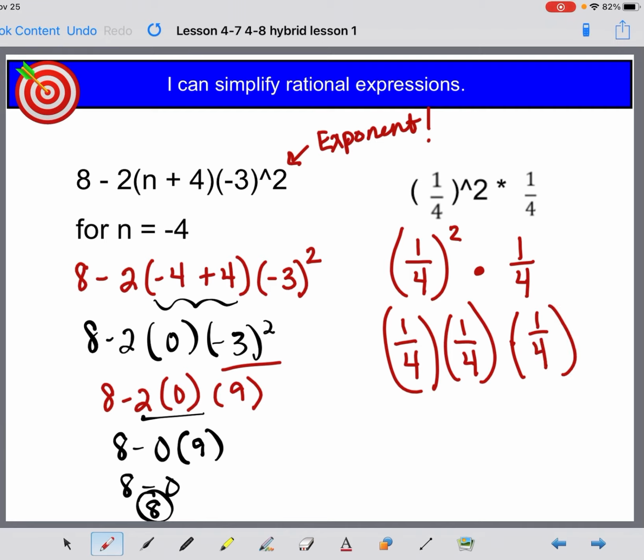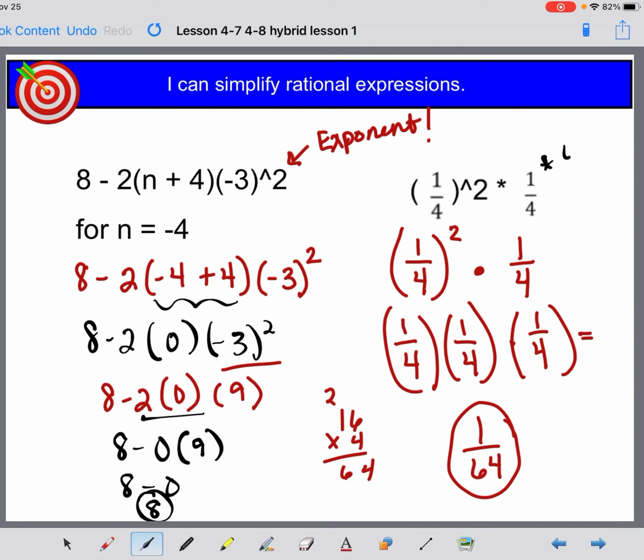How do you multiply fractions? Do I need a common denominator? No. You multiply all of the numerators. 1 times 1 times 1 is 1. 4 times 4 is 16. 16 times 4 gives me 64. 1/64 is my answer. Now, I want you to write a little note.